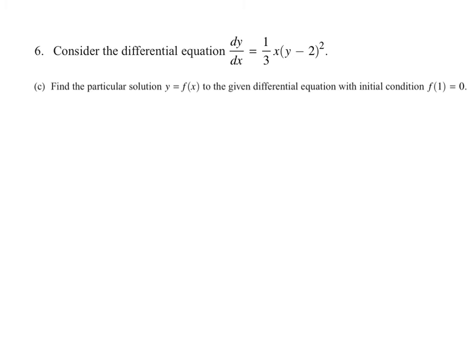So we need this particular solution. That means that we need to find the antiderivative. So I have dy/dx equals 1/3 x times (y minus 2) squared. And since we have x's and y's mixed up, we need to separate. I would have 1 over (y minus 2) squared dy equals 1/3 x dx. It doesn't really matter if you put the 1/3 on the left side or the right side. I just have a tendency to put it on the right side, just because.